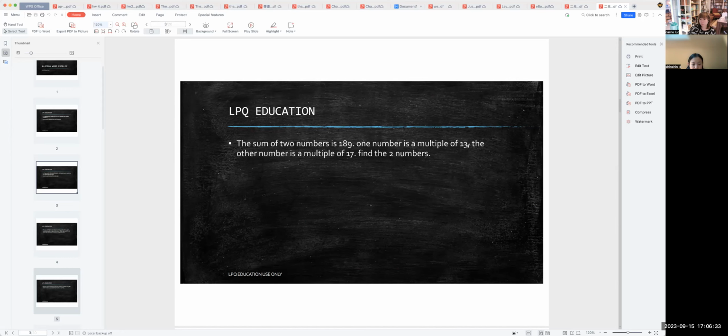The sum of two numbers is 189. One number is multiple of 13. The other number is multiple of 17. Find the two numbers. What do we do? The same. A plus B equals 189. This one, can you write down yourself?